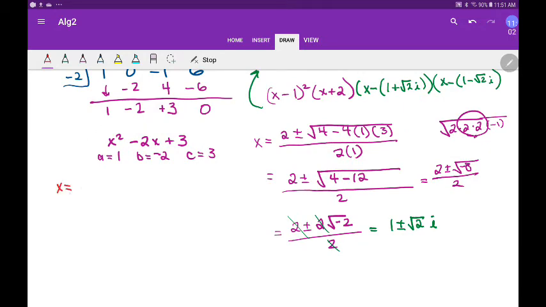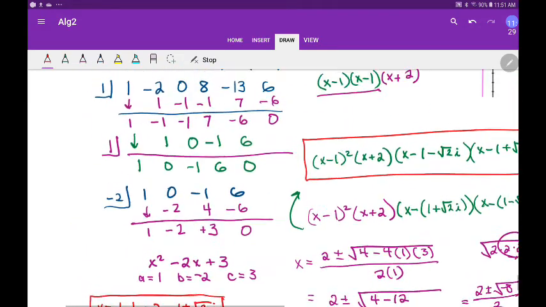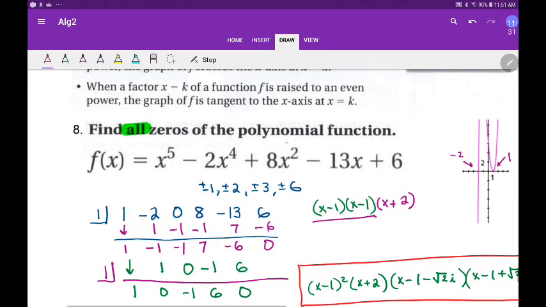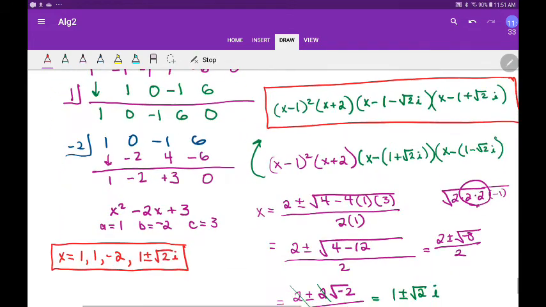x is equal to 1. Twice. It happens twice. Because look, it happens twice. Okay, and also x is equal to negative 2 because of that. Okay. And then x is equal to 1 plus or minus the square root of 2i. Instead of writing it twice, I'll just write it like this. Those are my factors of the polynomial. It said solve. Find all the zeros. Okay, those are the zeros.